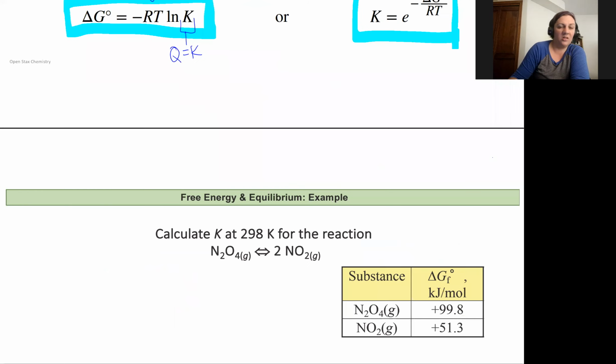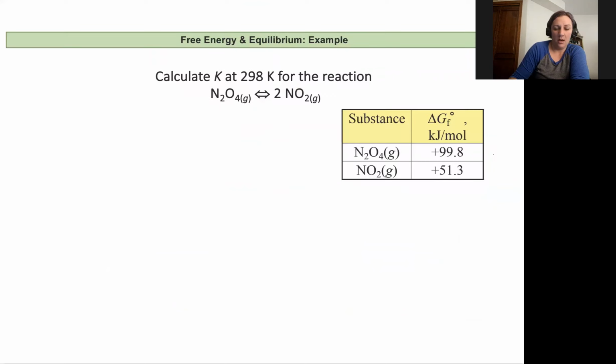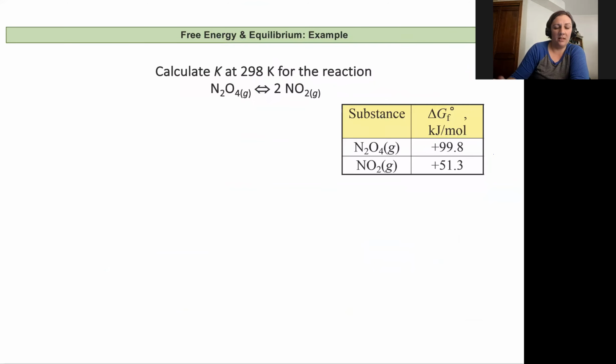So let's just walk through an example of how we might use it. If we were studying a reaction, N2O4 in equilibrium with 2NO2, we might have the question, well, what is K? Does this favor reactants or does it favor products at equilibrium? Which K would help us with?